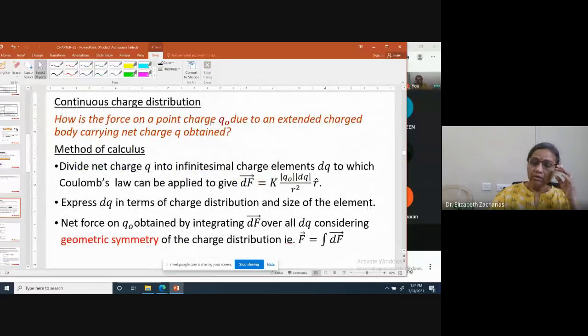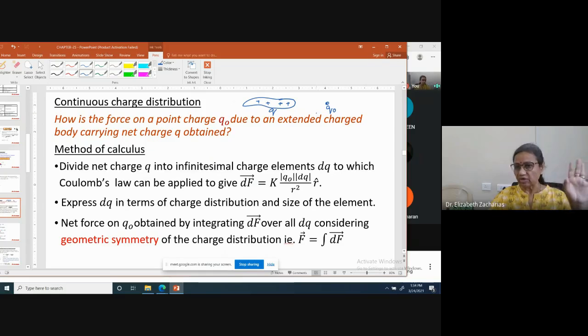Now we can't be always talking about point charges. We will have to talk about situations where we don't have point charges. For example, I have an extended object like this, which is, let's say, a positive charge carrying a charge Q. And I'm talking about a point charge Q naught. I want to talk about what is the effect of this Q on Q naught. I cannot write this equation, Coulomb's law, 1 by 4 pi epsilon naught Q by R square. No, I cannot do it. It is applicable only for point charges. So for extended charged objects, you cannot use that equation.